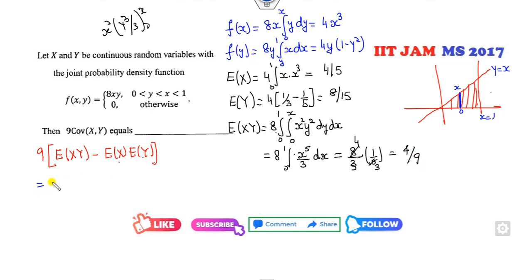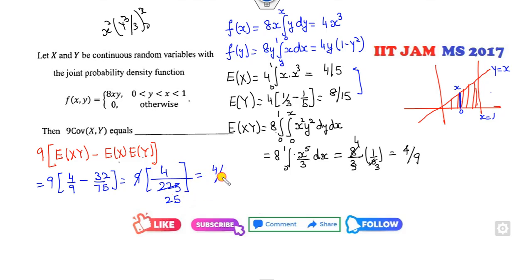Now I can substitute this value here. It's 4 over 9 minus E of x into E of y, so it's 32 divided by 75. So I can take the LCM. It's 225. 225 is the LCM. This minus this is my 4. So again I can cancel out 25. So 4 over 25 is the right answer.